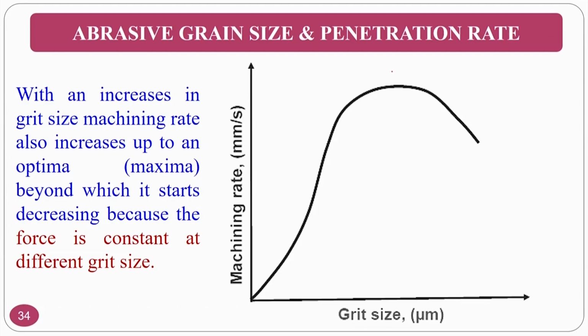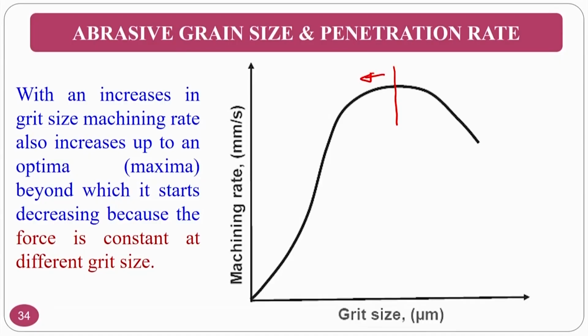You have two spectrums here. In region 1, as you increase the abrasive grit size, that means you are going to increase the particle size. What will happen? The material removal increases and increases and increases, but everything has its own saturation. If you are going to increase more and more, what will happen?